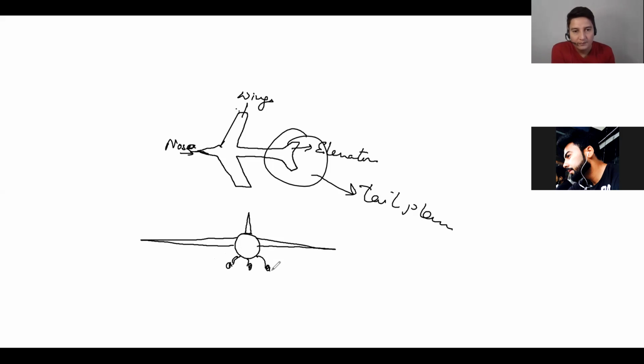So these here are the wings. This is a rudder. And this, of course, is the body, the fuselage, and the tires. And I don't need to write that. I guess you all understand that.